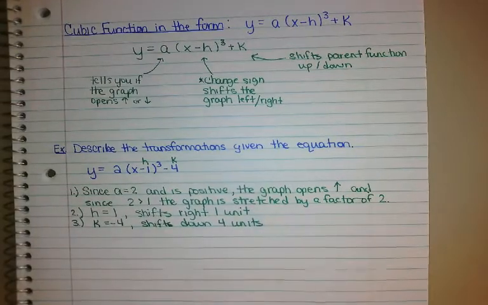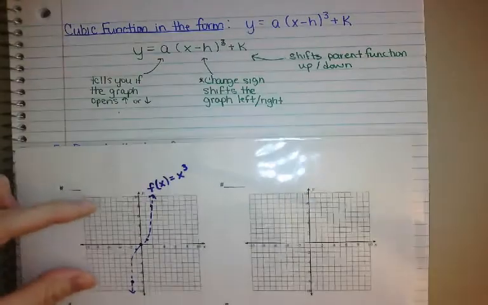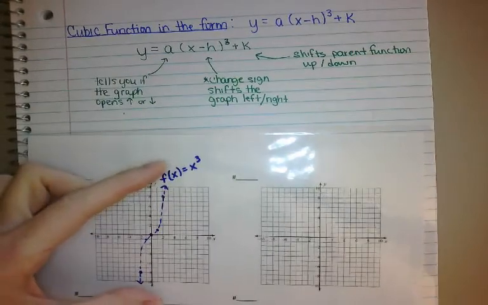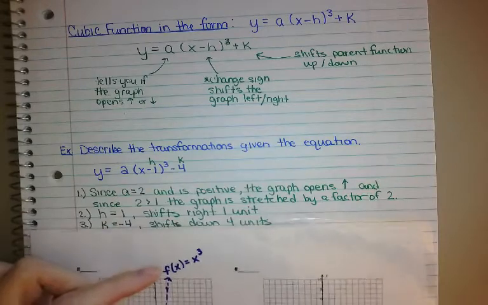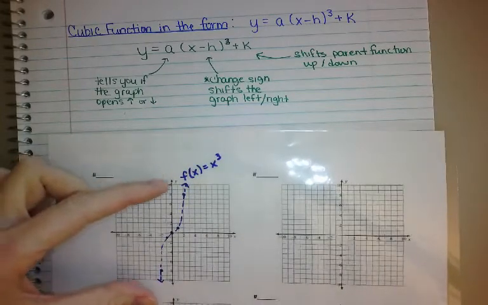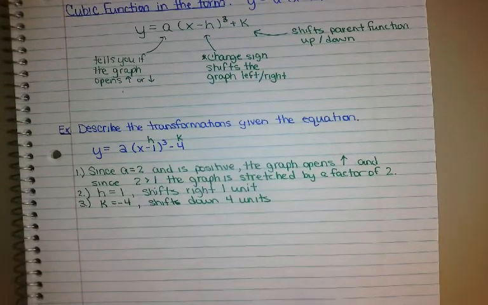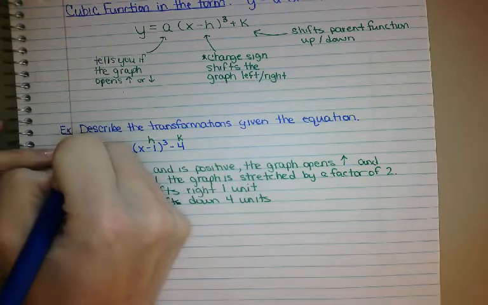4 units. All right, so what they are doing to this graph is they're stretching it, so they're making it narrower, and then they are going to shift it 1 unit and then down 4 units, okay? But we'll get into graphing on the next example. Right now I just want to talk about us describing the transformations. Okay, let's try another example.